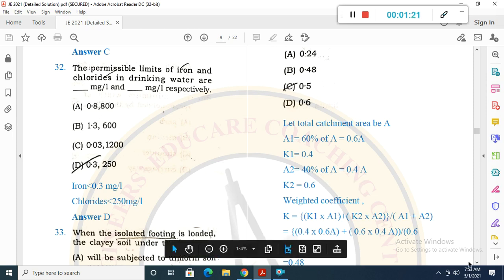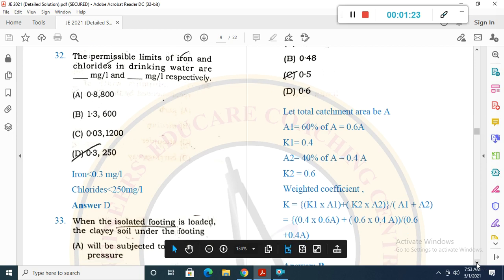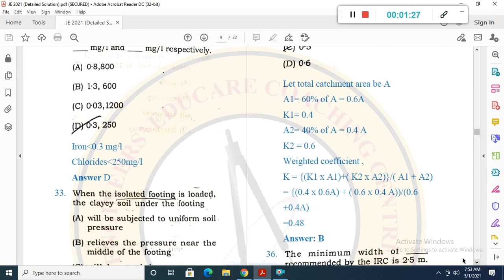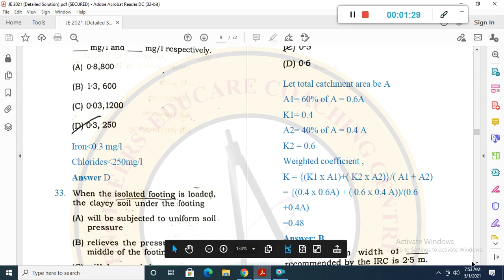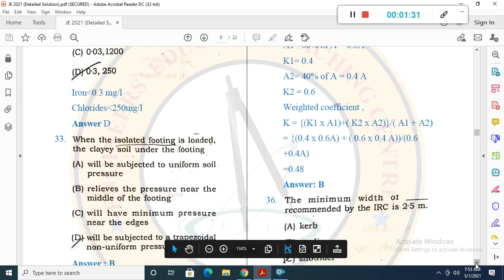So if you calculate the weighted coefficient, 0.6 into 0.4 plus 0.4 into 0.6, divided by the total area 0.6 plus 0.4, so 0.48 is the correct answer.